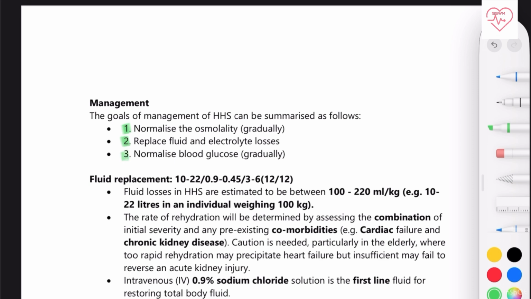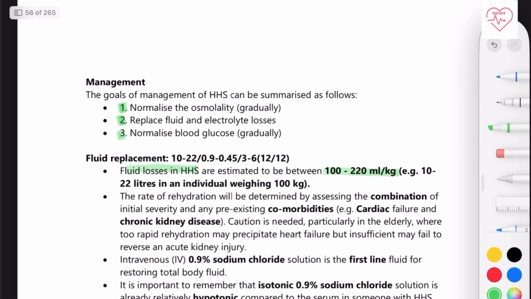Fluid replacement with 0.9% saline is what you have to go through. Fluid losses in HHS are estimated between 100 to 220 ml per kg, and the rate of rehydration will be determined by assessing the combination of initial severity and pre-existing comorbidities. You have to remember these things, for example cardiac failure and chronic kidney disease. Caution is needed, particularly in the elderly, where too rapid rehydration may precipitate heart failure, but insufficient rehydration may fail to reverse an acute kidney injury.